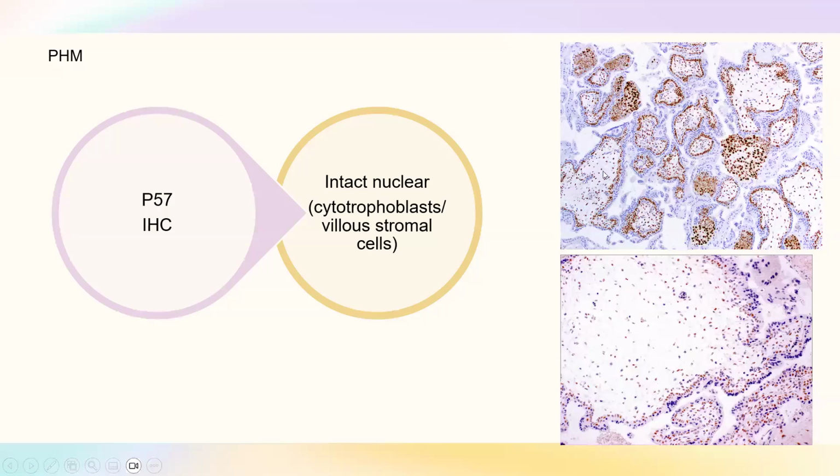I want to tell you about the case of the twin. I asked you while discussing the complete mole, what if we have a twin? How would the P57 help in this case? In partial mole, you will find the P57 preserved in all the cyto and in all the stromal cells in the villi in front of you. In case of a twin, you will see it preserved in the normal villi of the twin, and it will be lost in the complete mole, because the complete mole is still a complete mole.